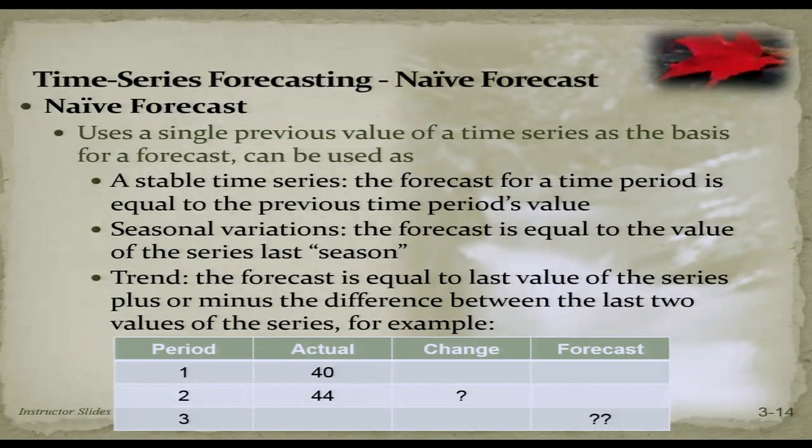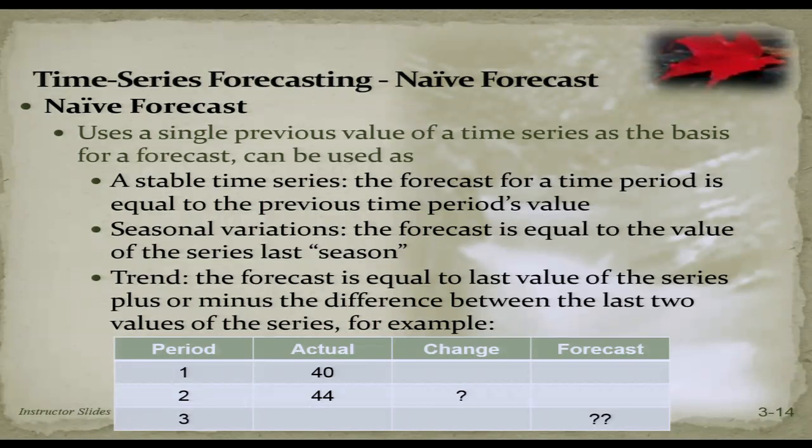So it's the naive method with trend. First, we have to capture the trend. Is it an increase trend or a decrease trend? So we need to capture the difference between period 2 and period 1. What's the difference between period 2 and period 1? 4, which is 44 minus 40. Then you can tell me, is this an increase trend or a decrease trend? Increase trend, right? Our demand increased from period 1 to period 2.